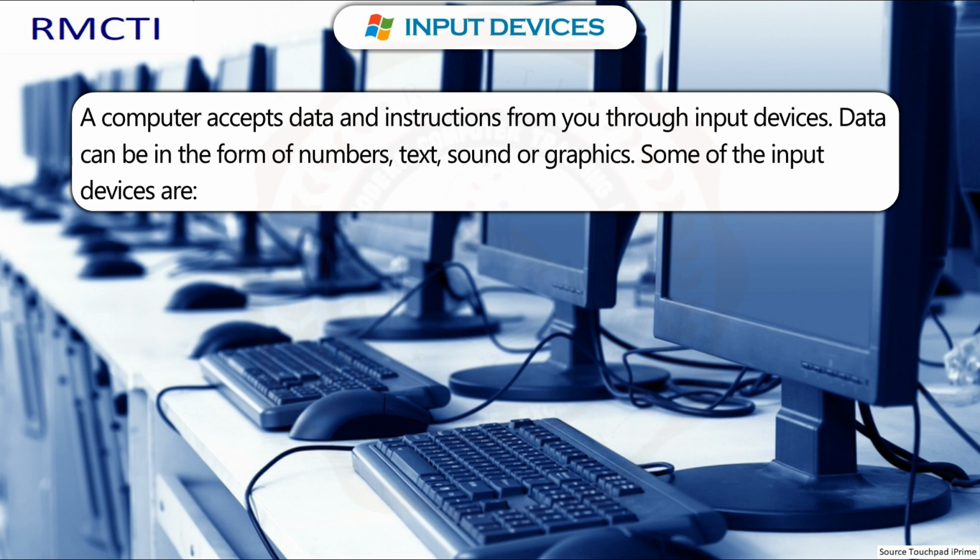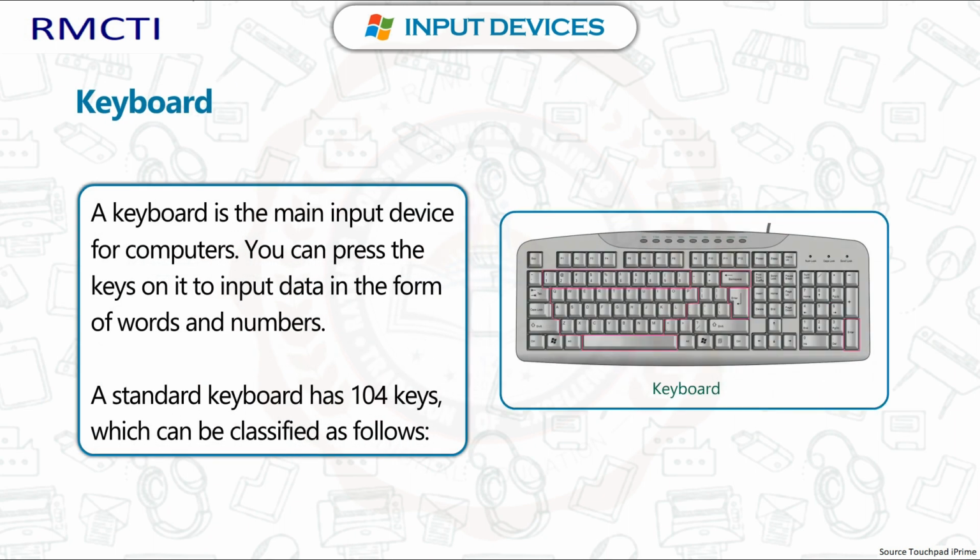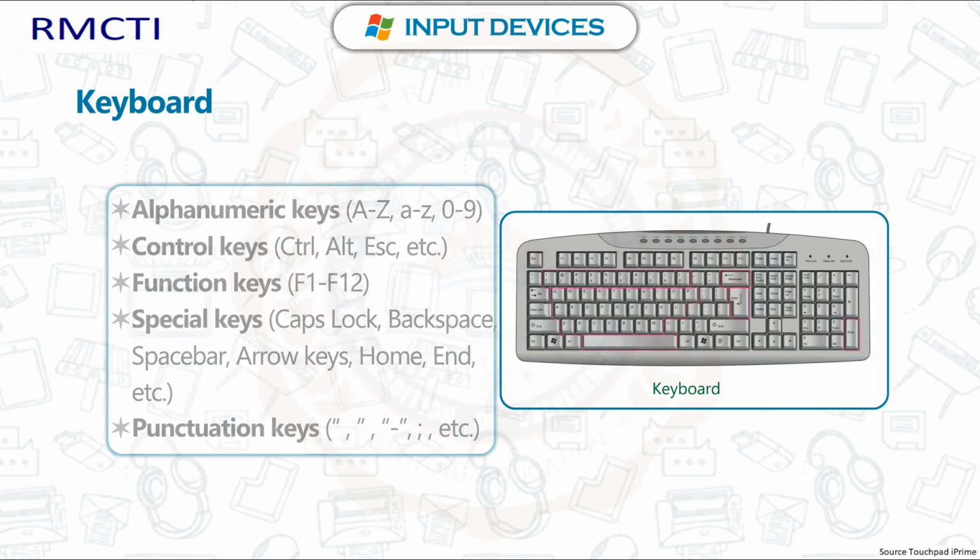Some of the input devices are keyboard. A keyboard is the main input device for computers. You can press the keys on it to input data in the form of words and numbers. A standard keyboard has 104 keys, which can be classified as follows.